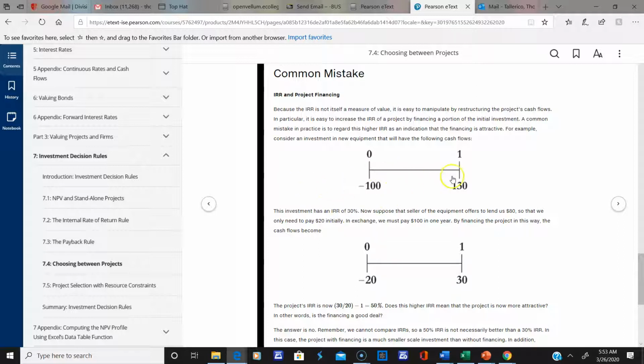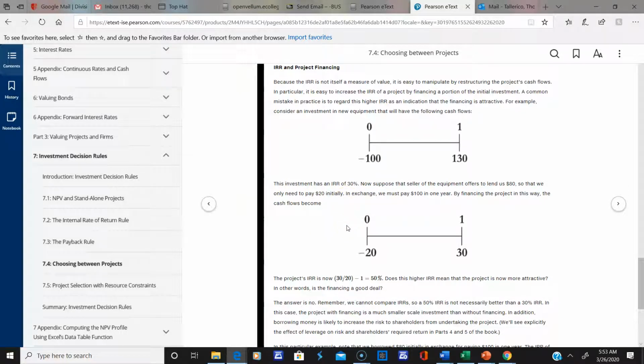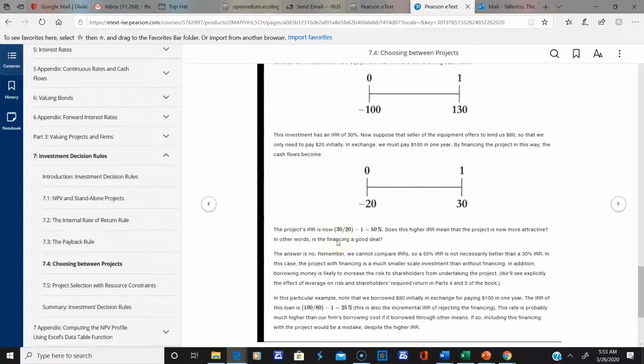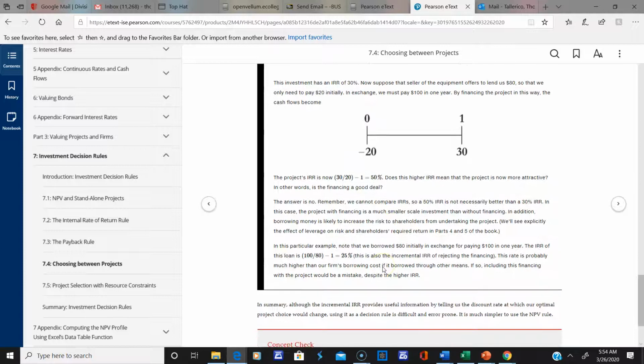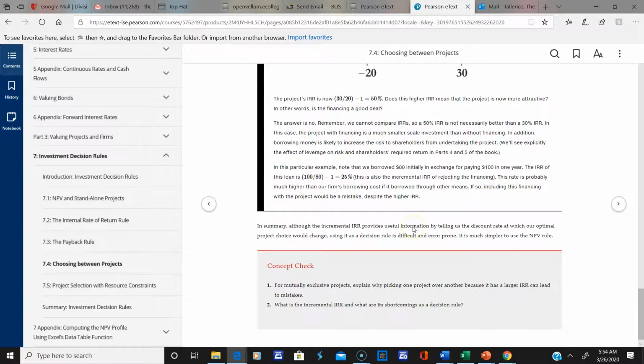This is the money you're shelling out, and this is what's coming in. This investment has an internal rate of return of 30%, as you can see. Now suppose that the seller of the equipment offers to lend us $80 so that we only need to pay $20 initially. In exchange, we must pay $100 in 1 year. By financing the project in this way, the cash flow becomes 50% now, right? So this is a higher internal rate of return, meaning that the project is now more attractive. So is this financing a good deal? And again, the answer is no. So, you can go through and read all this, okay?